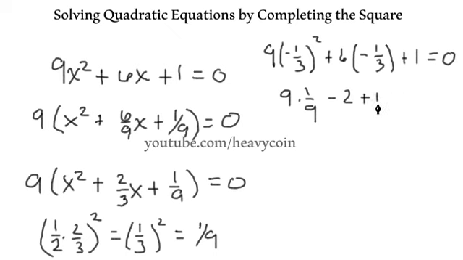Then plus 1. So this 9 times 1/9 is 1, minus 2 plus 1. And guess what? 1 plus 1 is 2, and 2 minus 2 is 0, or however you want to do this, 1 minus 2 is negative 1, plus 1 is 0. So there you go. Our solution is negative 1/3.